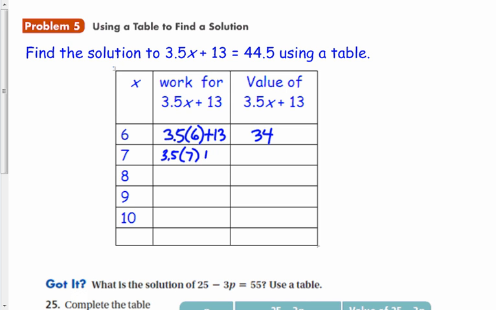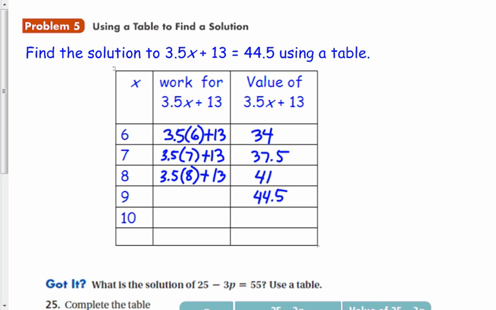3.5 times 7 plus 13, well, that's equal to 37.5. And if you think about what I just did there, I just multiplied 3.5 by 1 more, which means I'm really just adding another 3.5 to the sum. So you might notice a pattern here eventually. If I multiply 3.5 times 8 plus 13, I get 41. And these numbers are increasing by 3.5. So when x is 9, I'm going to be at 44.5.